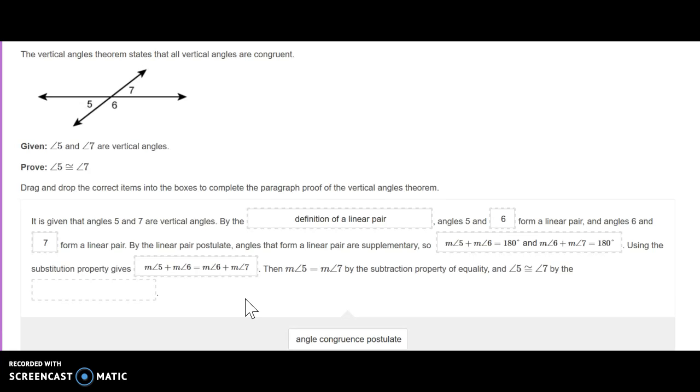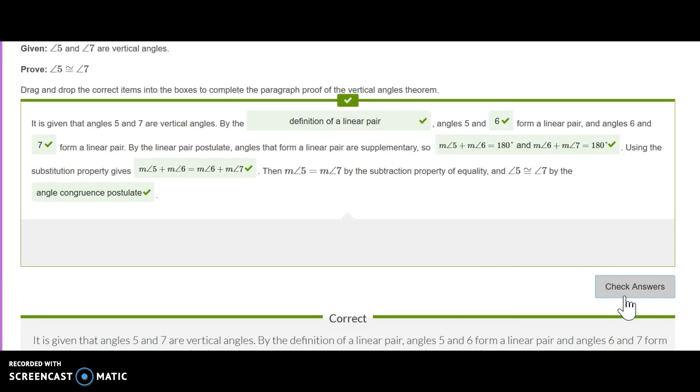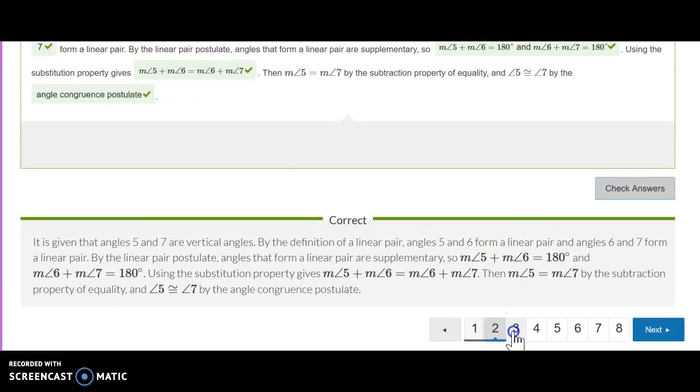And then we know they are congruent because that is the angle congruence postulate. It says that when angles have equal measure, they are congruent. All right, let's check this one. Very good. Go to our next one.